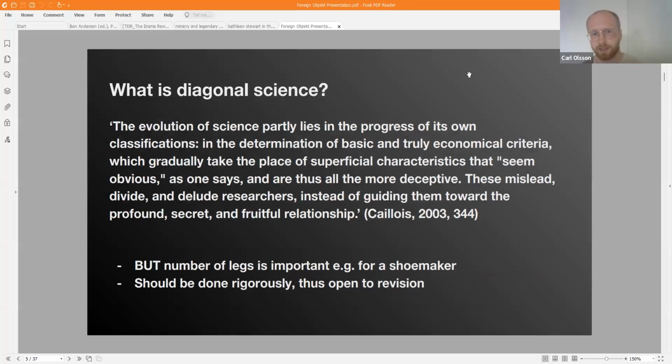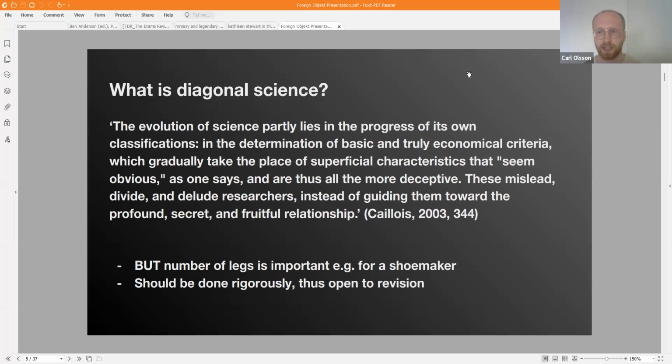So the evolution of science partly lies in the progress of its own classifications and the determination of basic and truly economical criteria, which gradually take the place of superficial characteristics that seem obvious, as one says, and are thus all the more deceptive. These mislead, divide, and delude researchers instead of guiding them toward profound, secret, and fruitful relationships.